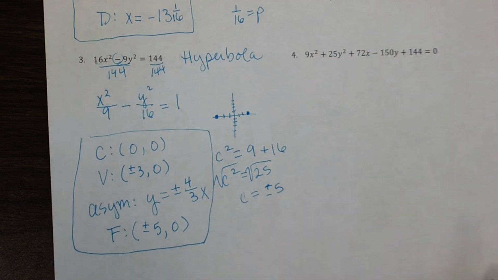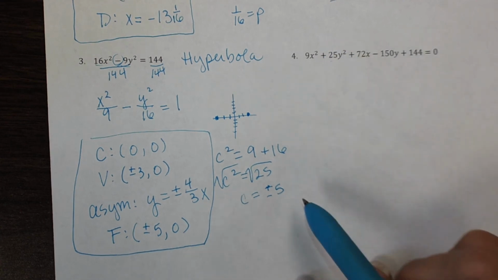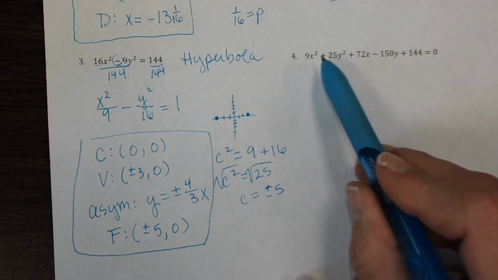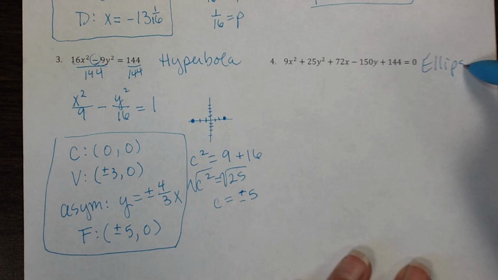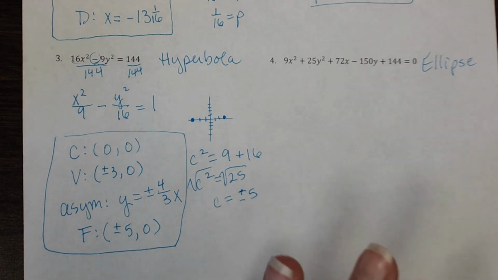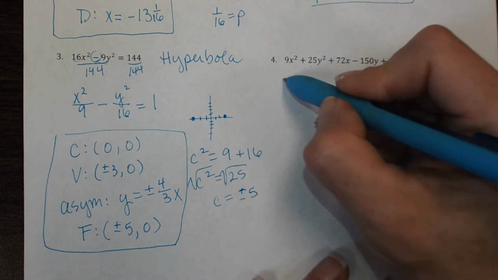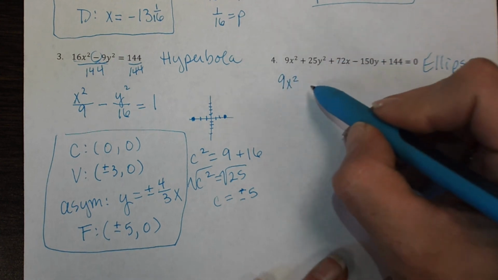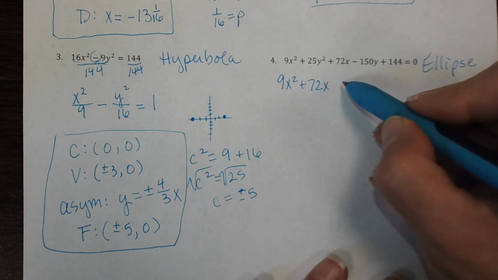Okay, so that leaves us one more. The only other one we haven't done is an ellipse, so let's make sure we have positive x and positive y, and they have opposite coefficients. So this is our ellipse. So we have to get it in that standard form for an ellipse. So we're going to start by grouping our x terms and our y terms and then factoring. So I've got 9x squared. Well, I guess we have to factor a GCF and then we will complete the square.